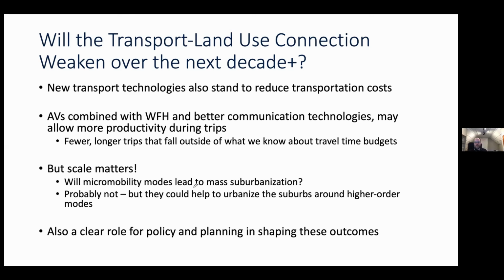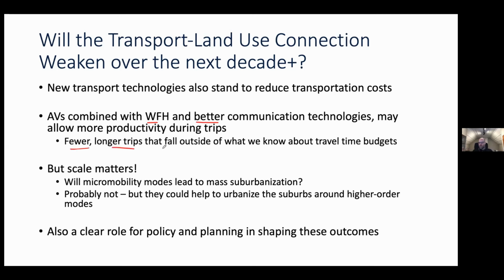Beyond COVID, new transportation technologies also may reduce transportation costs and may promote suburbanization. Take the example of autonomous vehicles combined with work from home policies and potentially better communication technologies. If there's a scenario where you don't have to drive the car and you can be productive in the vehicle through remote access to work in a car as it transports you to your job, that becomes productive time, and that may result in longer trips being made, or fewer longer trips.